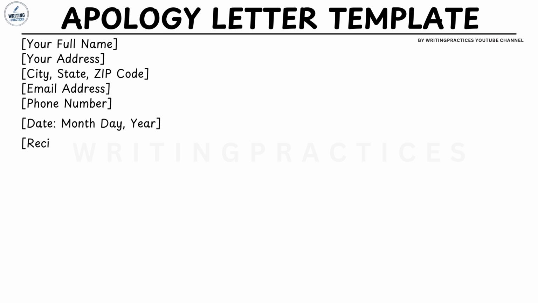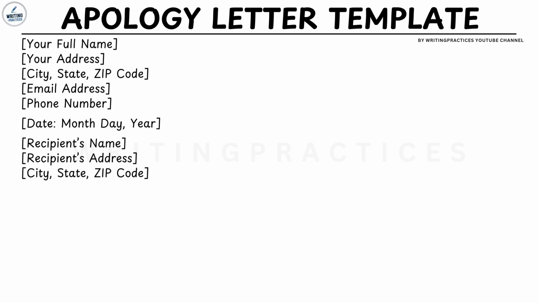Recipient's information: who you're addressing. Below the date, add the recipient's full name and address. Just like your information, this section ensures clarity about whom the letter is intended for. For example, recipient's name, recipient's address, city, state, zip code. This section is especially important in professional settings, as it maintains a formal tone and ensures proper delivery.